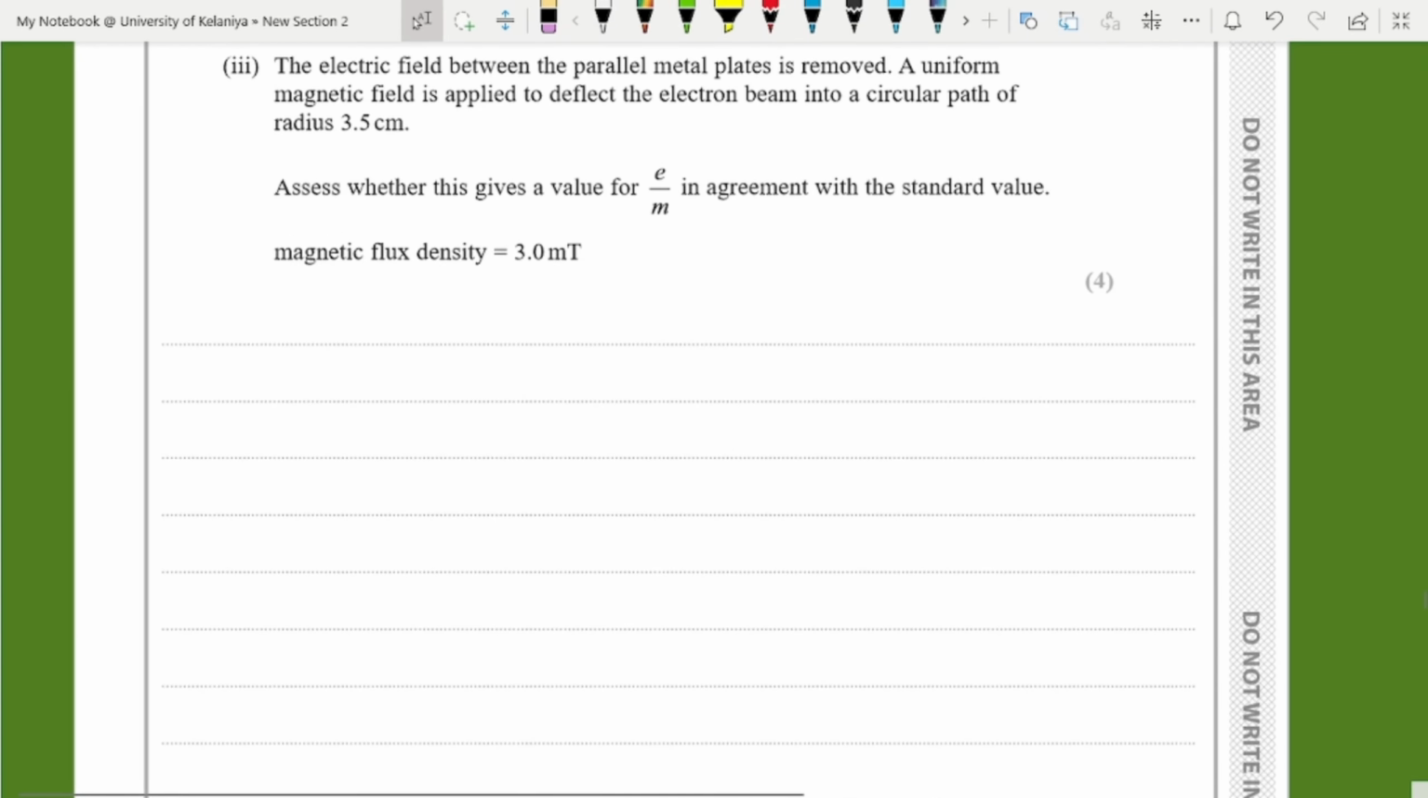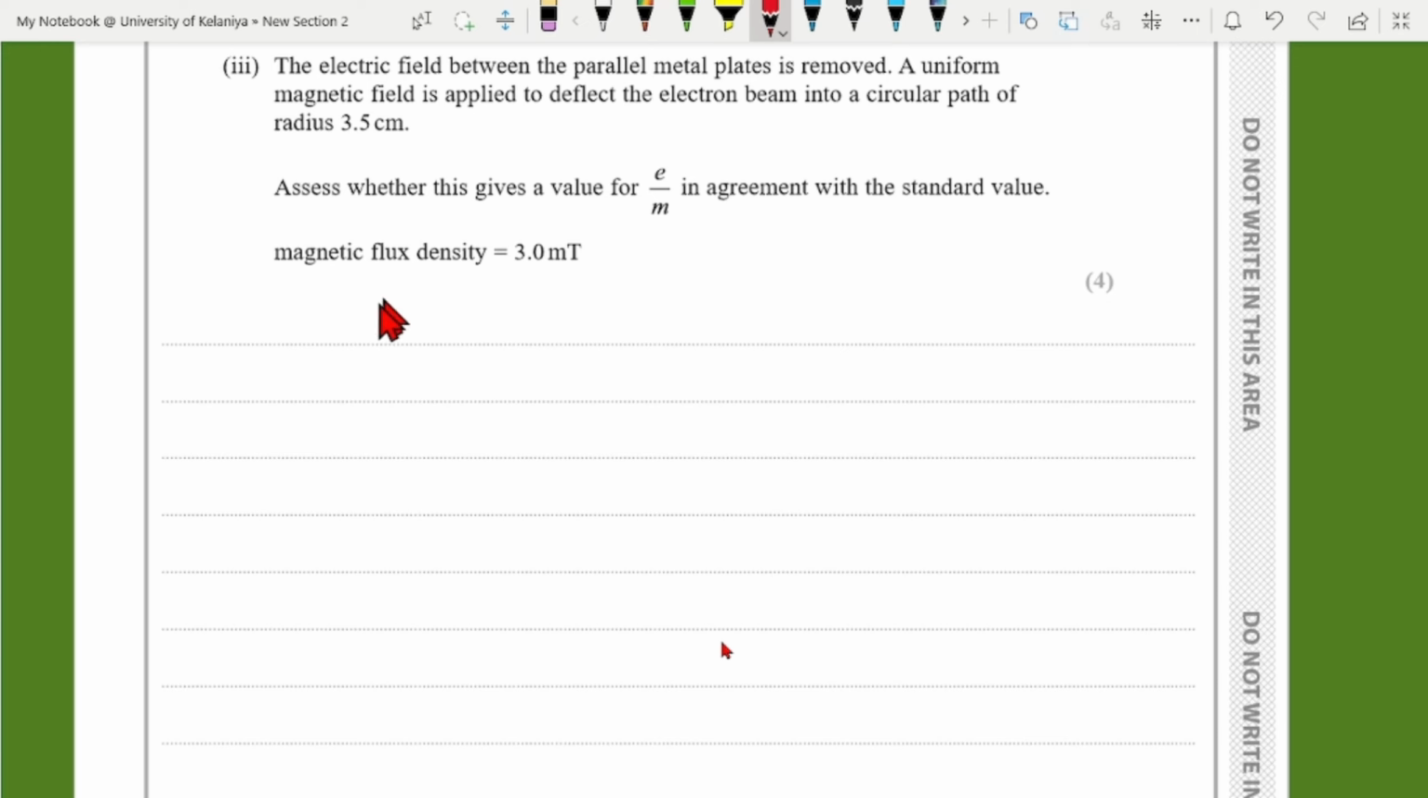Here in the next question, they are asking: the electric field between the parallel metal plates is removed, and a uniform magnetic field is applied to deflect the electron beam into a circular path of radius 3.5 centimeters. Assess whether this gives a value for e over m in agreement with the standard value. Here they have given the magnetic flux density, right? How can we calculate the e over m ratio? By using this one, right?